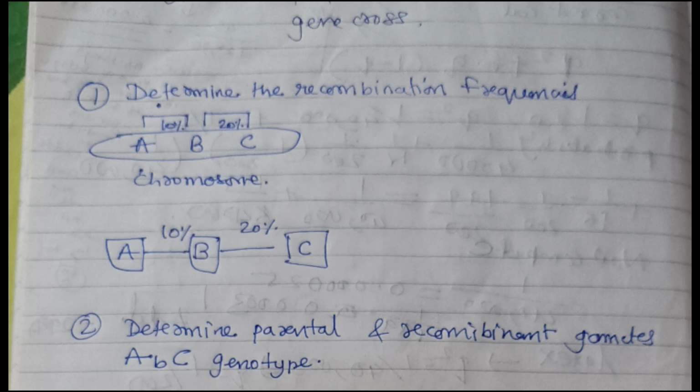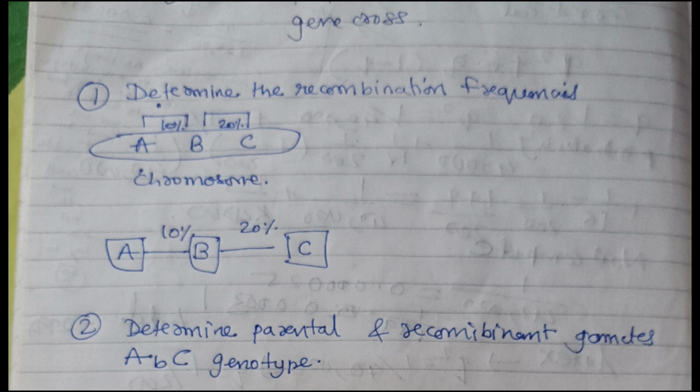First we have to determine the recombinant frequency. Here the genes A, B and C are on the same chromosome in that order. We know that A and B are 10 map units apart, which means the recombination frequency between A and B is 10%, and the distance between B and C is 20 map units, which means the recombination frequency between B and C is 20%.